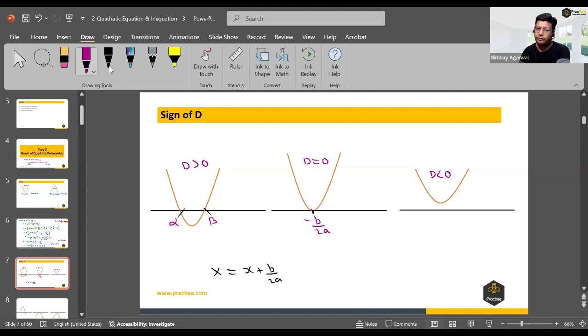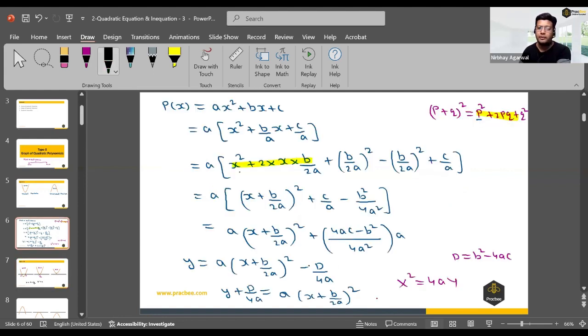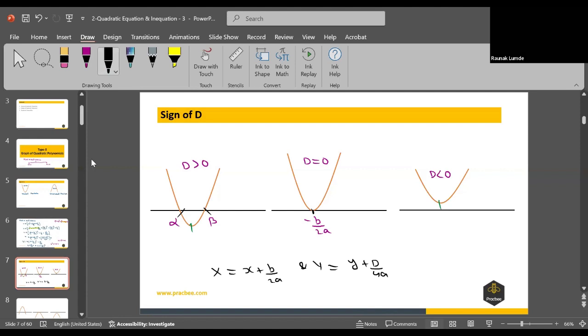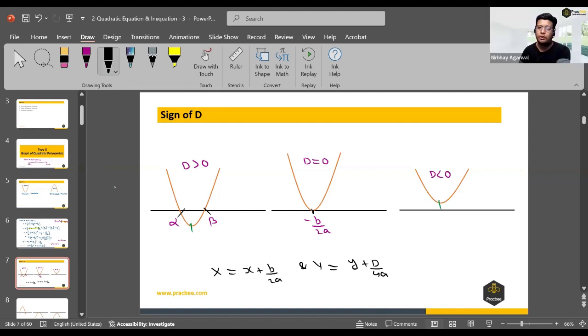And this is called the vertex of the parabola. So how will you find the vertex? That's why I was writing x plus b by 2a and y plus d by 4a. For the vertex, x should be equal to 0 and y equal to 0. After solving, x will be equal to minus b by 2a and y will be equal to minus d by 4a. So the vertex of the parabola is minus b by 2a, comma minus d by 4a.